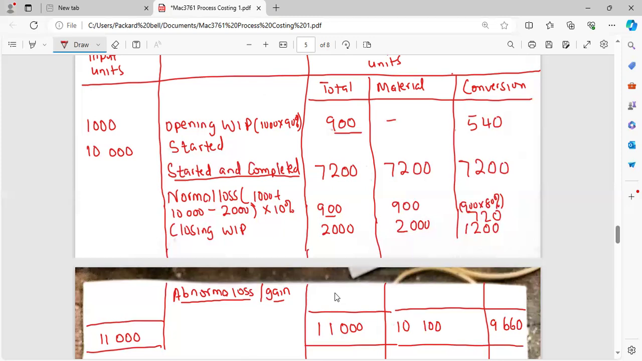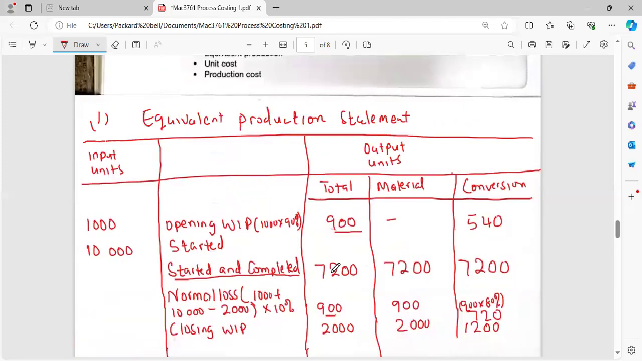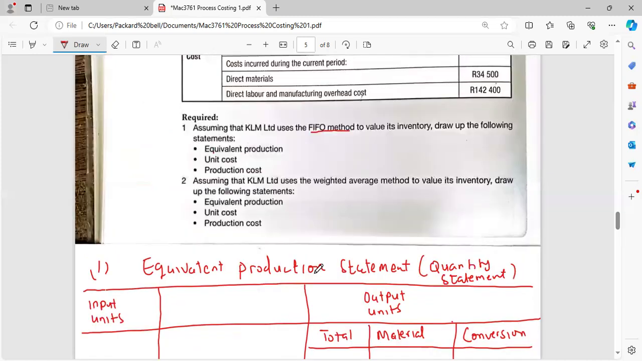I don't know if there's anyone with a question on this quantity statement. In your MAC 2601, we call it quantity. Here we call it equivalent production statement. I'm still referring to the 2601 terms because this topic is more on 2601. So that's how you produce your equivalent production statement. Any question before we go to the next part of the question?